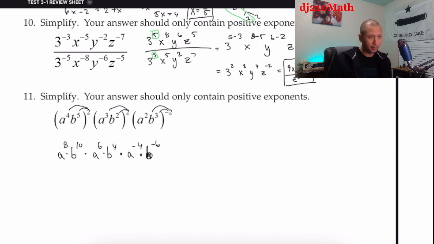Okay, everything's being multiplied, so we can add the exponents. So this is going to be a, right? I can add all the exponents. 8 plus 6 plus negative 4, or minus 4. And then b, 10 plus 4 minus 6. All right, so this is going to make, so 8, 9, 10, 11, 12, 13, 14, minus 4 is 10. a to the 10. 10 plus 4 is 14. 14 minus 6 is 8.